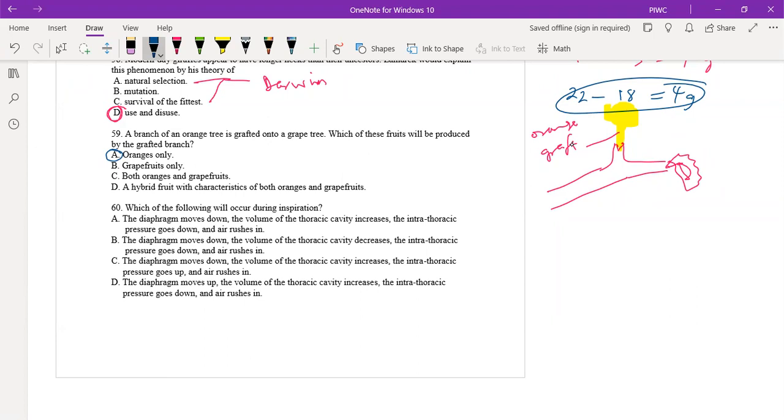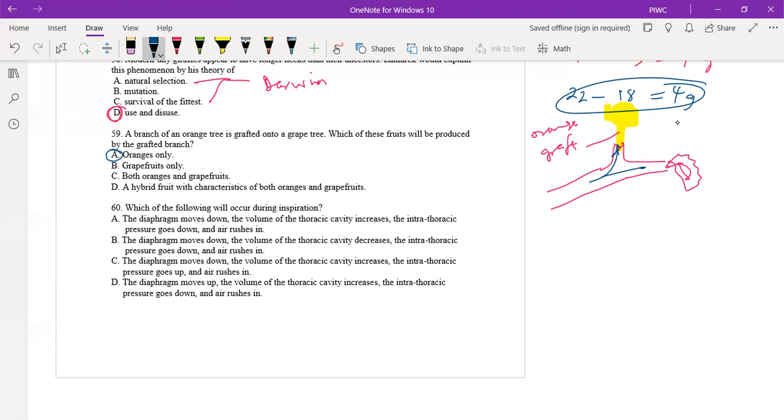The key here is that when you graft something, it's always going to be the same thing. Like bears like. You can't give rise to something that you are not. So orange will always give rise to orange, grape will always give rise to grape, and so on. The only thing is the nutrients. You're just getting nutrients from this one, but it bears its own kind. That's the thing here.